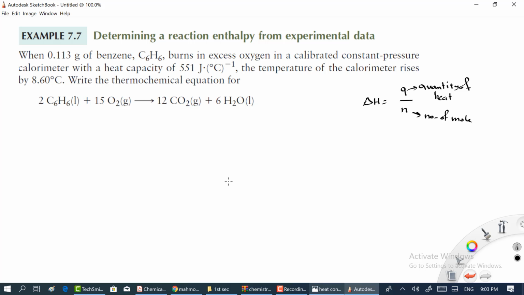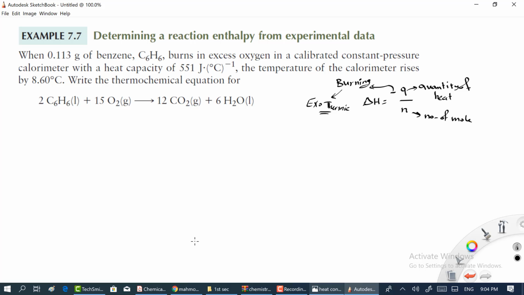But in this example, when we find the quantity of heat, it will have a negative sign. Why? Because it represents a burning process, and the burning process is an exothermic reaction. In the case of an exothermic reaction, the value will have a negative sign.